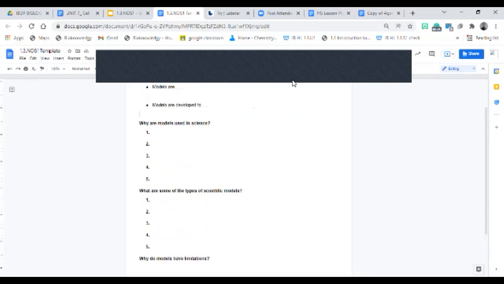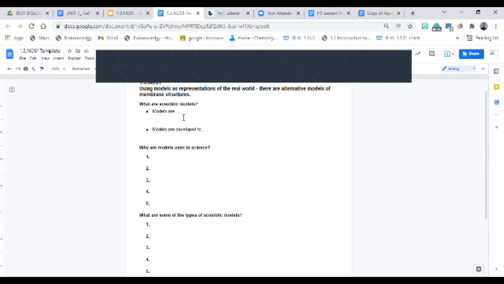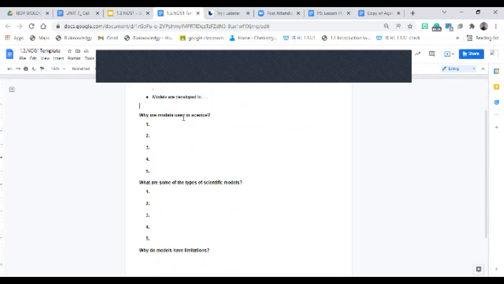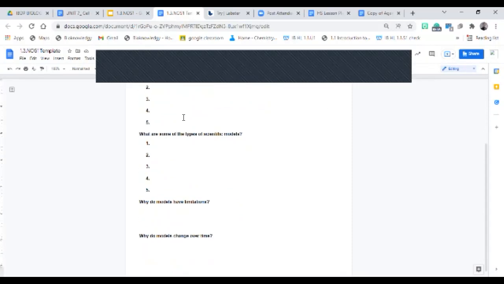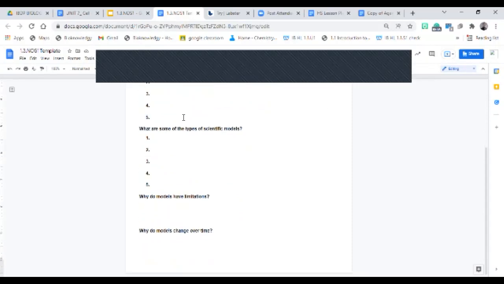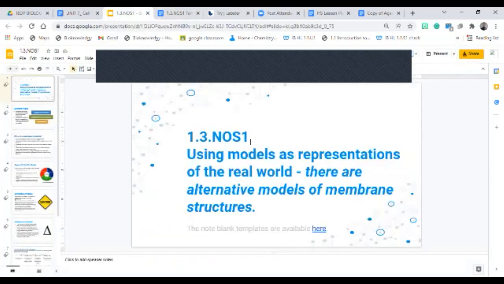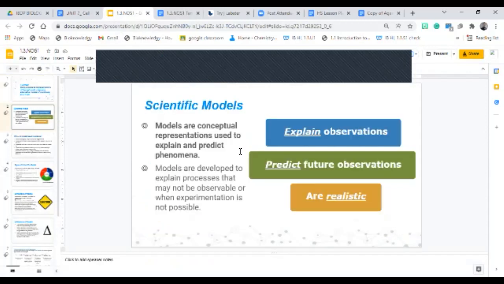Our main objectives, I'll share them with you. I said you need to know what scientific models are, why models are used in science, what some of the types of scientific models are, why models have limitations, and why models change over time. Right. So we need to know what scientific models are.